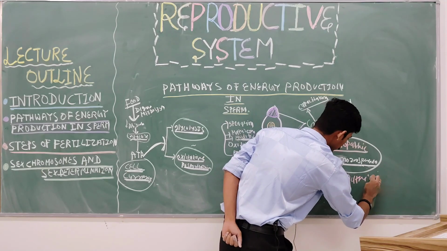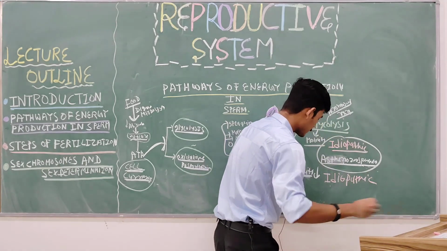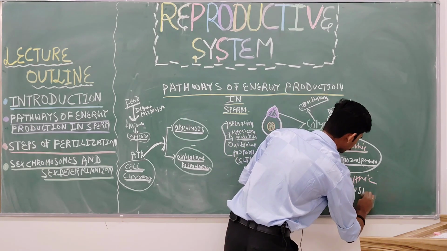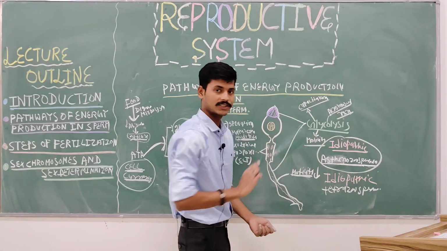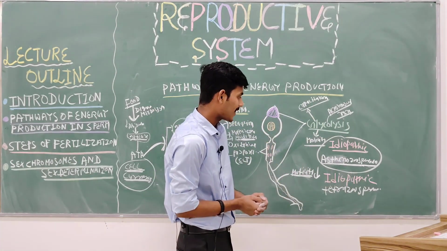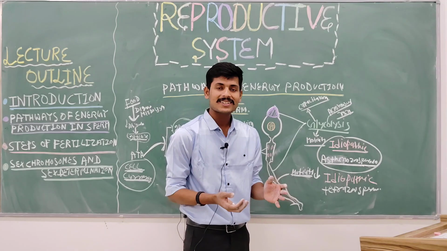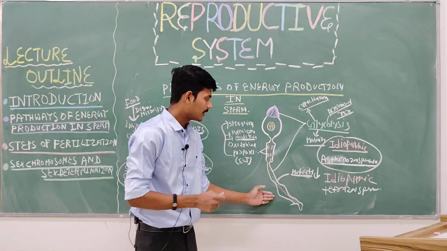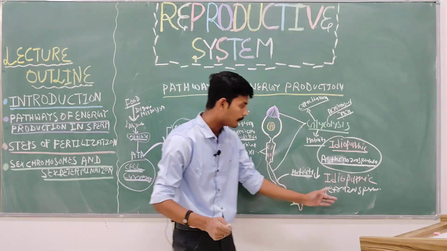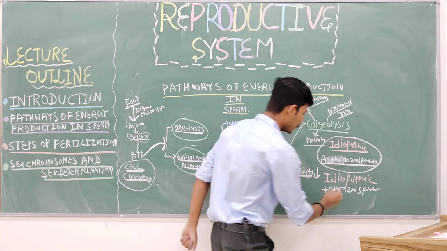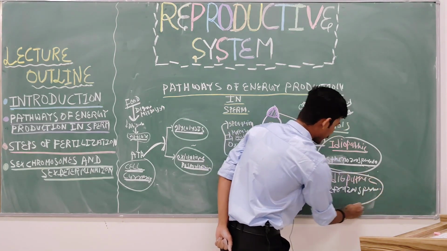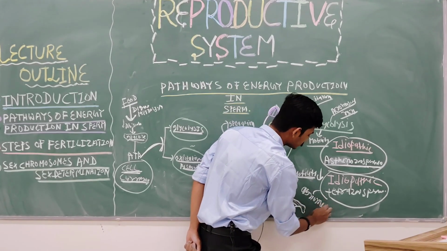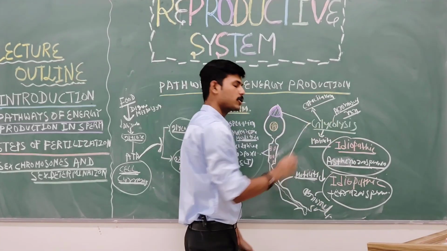Idiopathic teratozoospermia. Now this is another condition, or another error, where the normal shape and size of the sperm, as we are seeing here, is altered. There is an abnormal shape and size of a sperm. Idiopathic teratozoospermia means abnormal shape and size. The same story applies here.